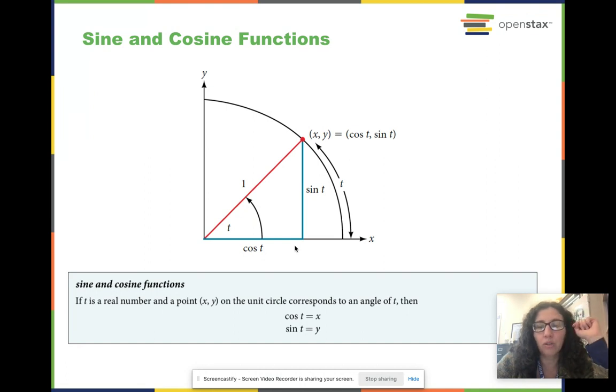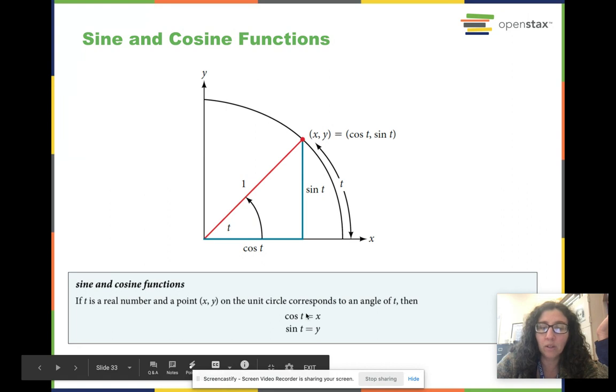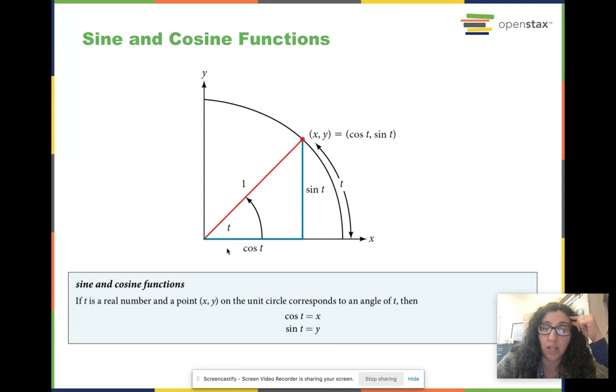An important thing to realize is that these are functions of this angle. If you give me an angle, I can put that on the unit circle and figure out what sine of t and cosine of t are. Sometimes we use parentheses around this t, this input value, and sometimes we don't. But this x value is cosine of t, and this y value is sine of t. Okay, x is cosine of t, y is sine of t.